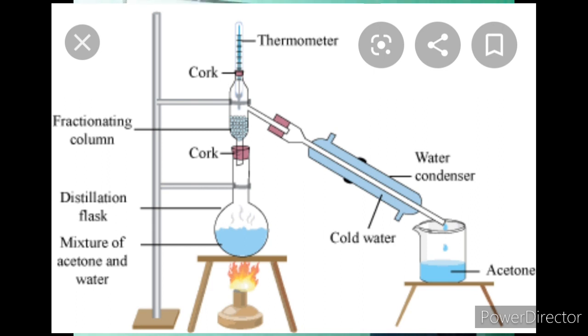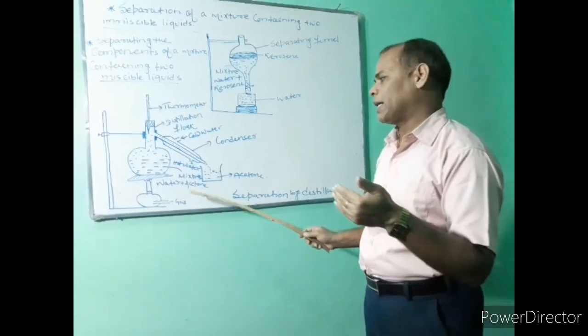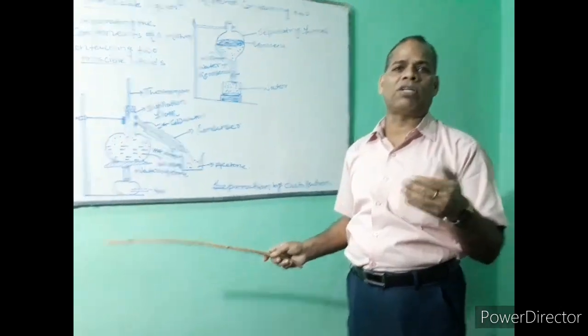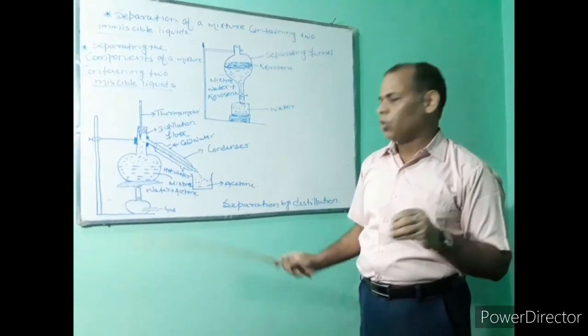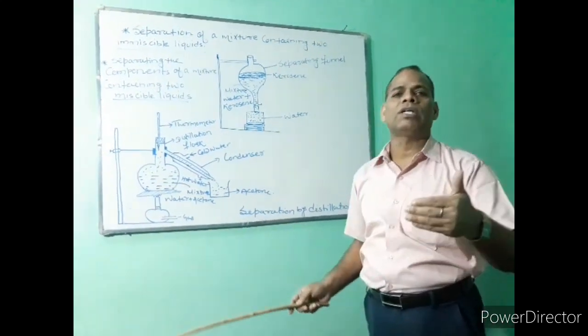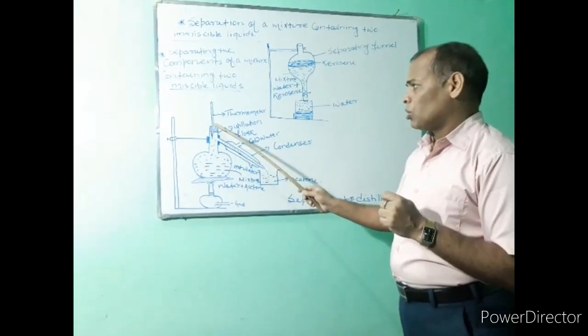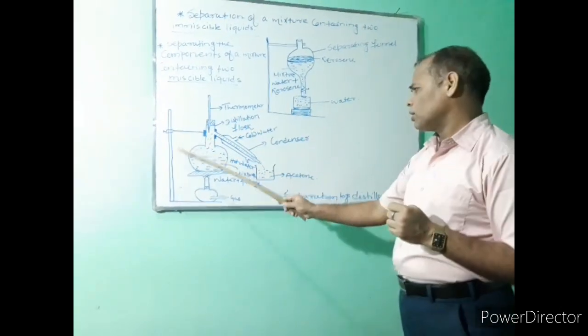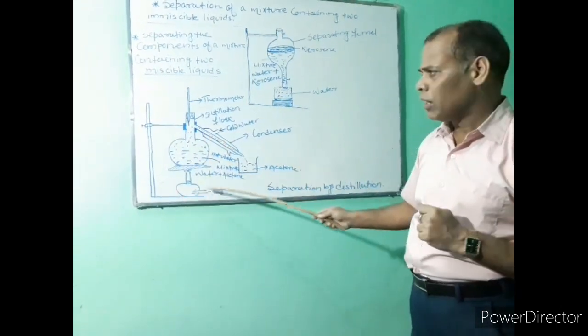So here we have taken water and acetone. As you all are aware, pure water has a boiling point of 100 degrees Celsius and acetone has a boiling point of 56 degrees Celsius. Now these two liquids, how do we separate them? This is called the distillation process, the simple distillation process.